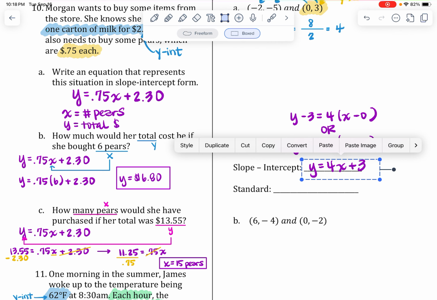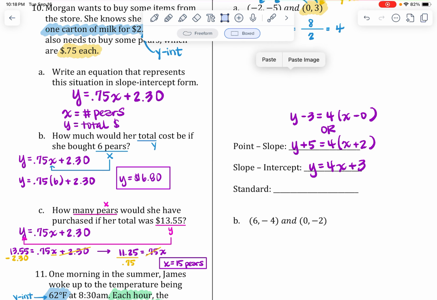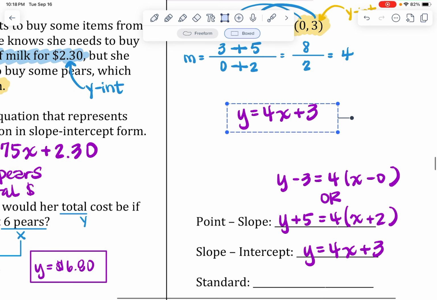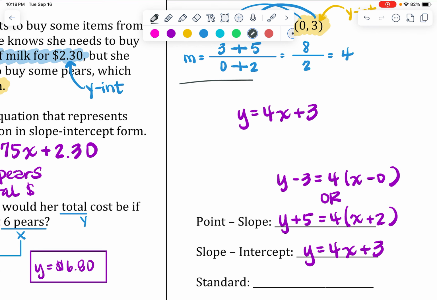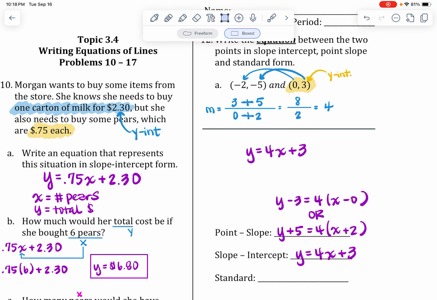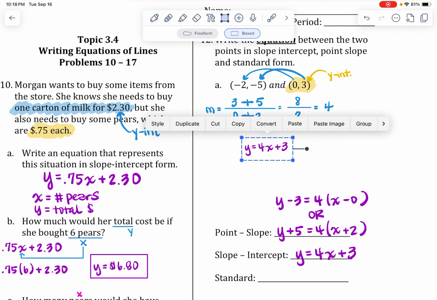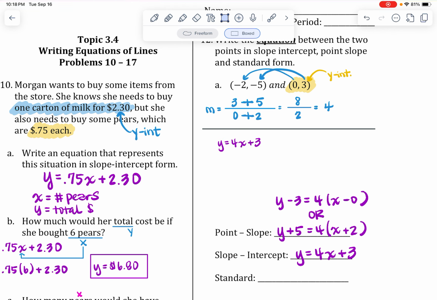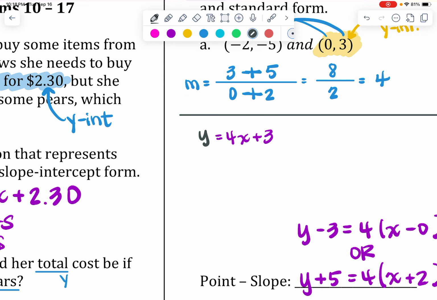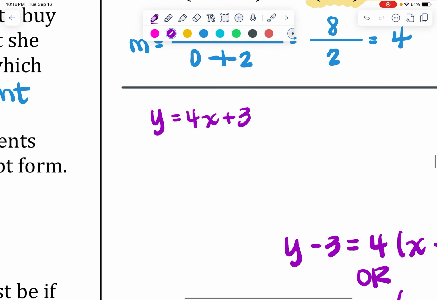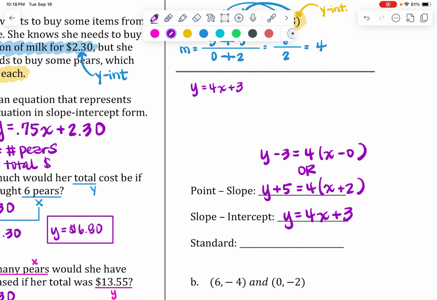So I'm going to copy this guy. Put a little line up here. Okay. I'm going to take my slope intercept form, and I'm going to use it to convert into my standard form. Sorry, colors everywhere. All right, so remember, standard form is ax plus by equals c.